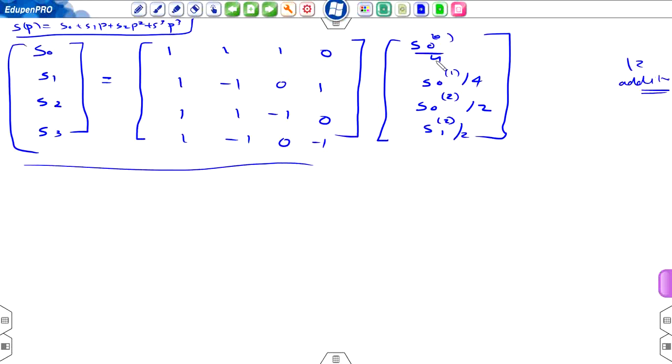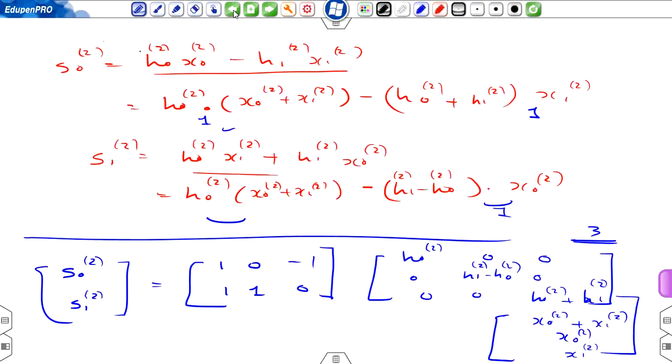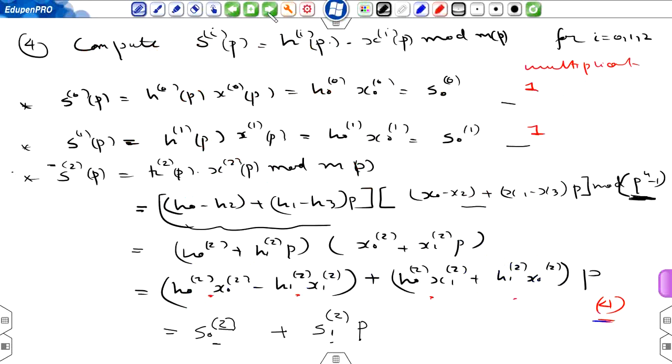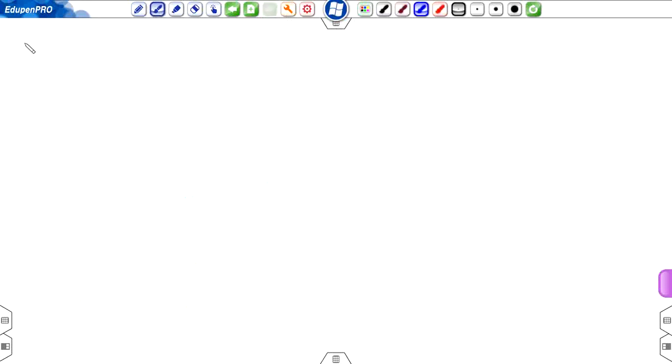Okay, further you can expand this by putting the values of s0(1), s0(0) and all the values, and you can further decompose the matrix, and the final result will be, I'm directly writing, the final form. Okay, so the total number of multiplications required is 1, 2, 3, 4, 5. So the multiplications involved are 5.